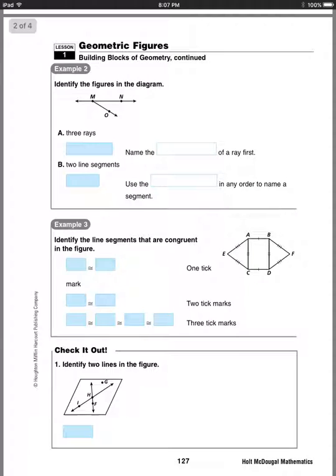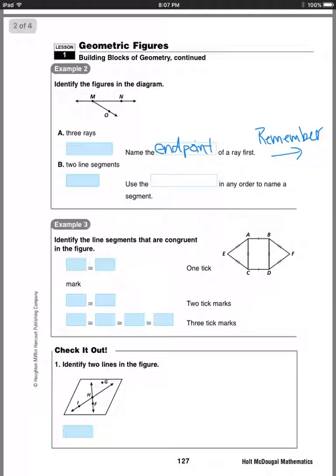We are going to continue identifying figures in a different looking diagram this time. So let's take a look at that. The first thing we want to do is name 3 rays. We want to name the endpoint of the ray first, and we want to remember our notation or our picture above it.